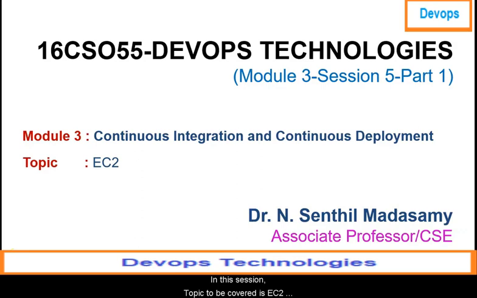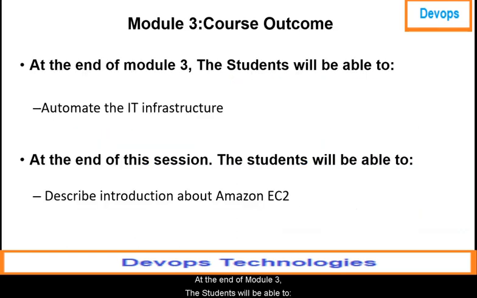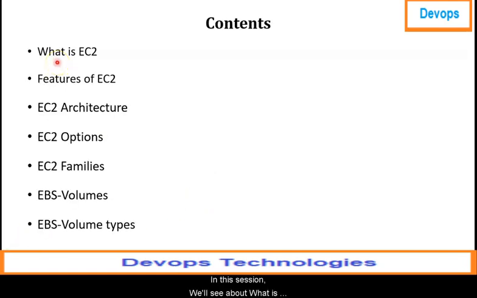Welcome to this session on EC2 for 1 credit course of DevOps Technologies. In this session, the topic to be covered is EC2 under Module 3, Continuous Integration and Continuous Deployment. At the end of Module 3, the students will be able to automate the IT infrastructure. At the end of this session, the students will be able to describe an introduction about Amazon EC2. In this session, we will see what is EC2, features of EC2, EC2 architecture, EC2 options, EC2 families, EBS volumes, EBS volume types.